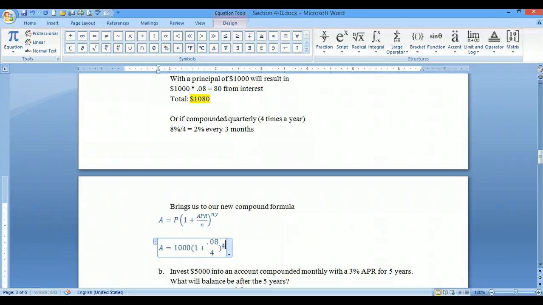N is the number of periods, or 4, because it's quarterly. And I'm going to type in a times sign. You don't have to, but I kind of like to keep the n and the y separate because you're going to have them together. You don't want it to say 4 and think that it's 41 and not 4 times 1, because this was for 1 year.